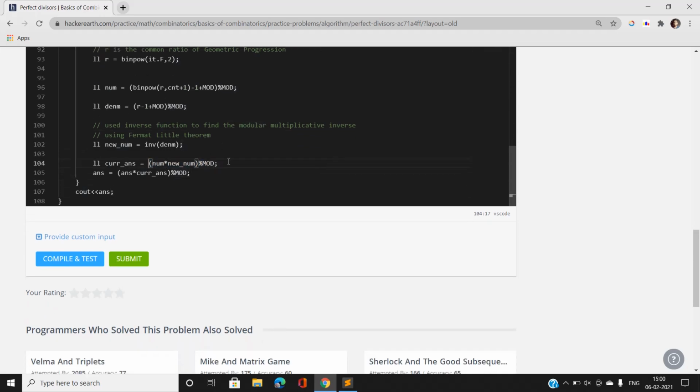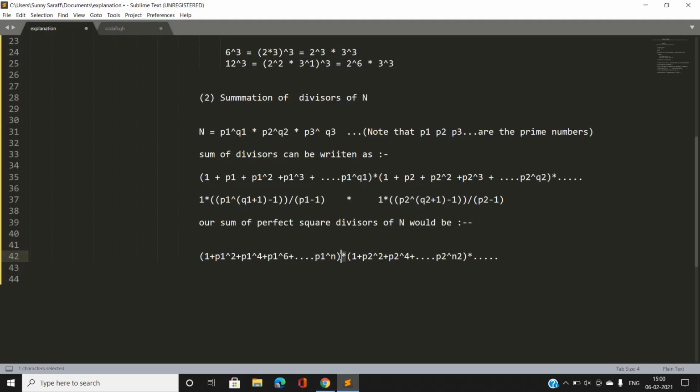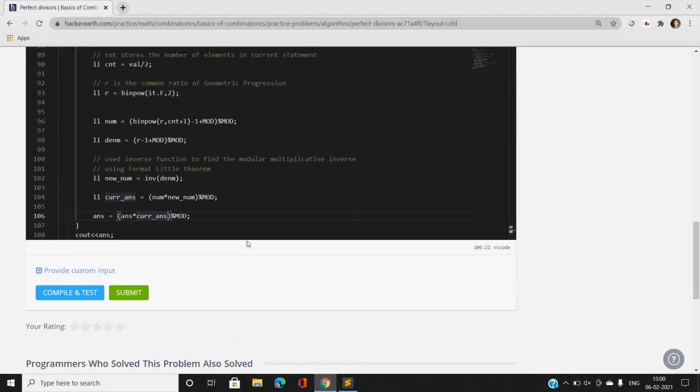So our answer for the current state would be our previous answer times our current answer. Okay, note that I am always multiplying the first statement into the second statement into the third statement to find the sum of the divisors. So the sum of divisors can be found using this method efficiently. Okay, so I'm going to do this for every entry in the map.